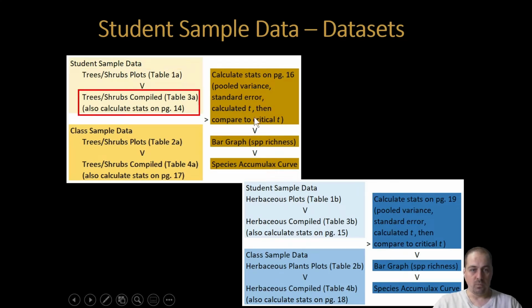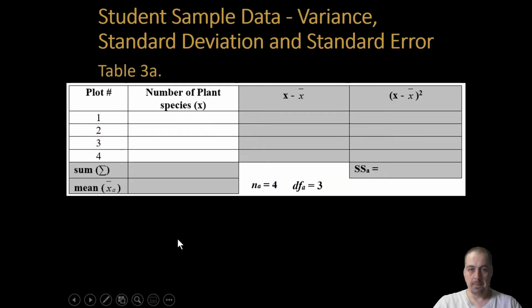So we did that. Now we're going to go to table 3A. Using your information from table 1, we're going to put that in here. In terms of describing the spread of the data, the actual statistics that we're going to use are variance, standard deviation, and standard error. These numbers here are just your means, so we put those in.